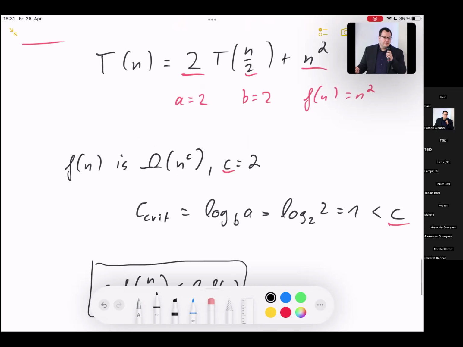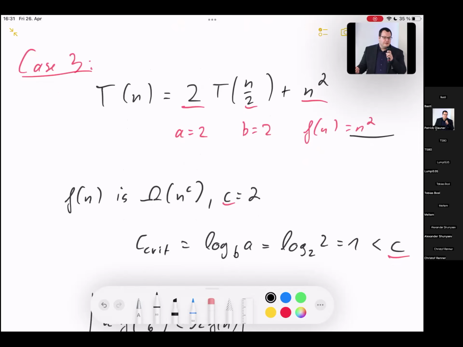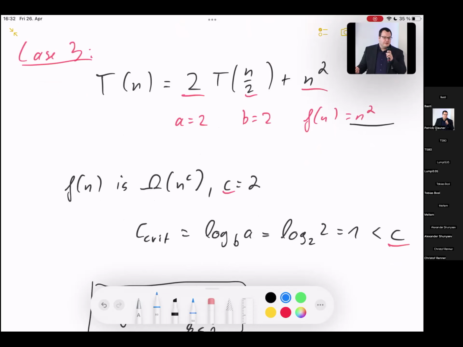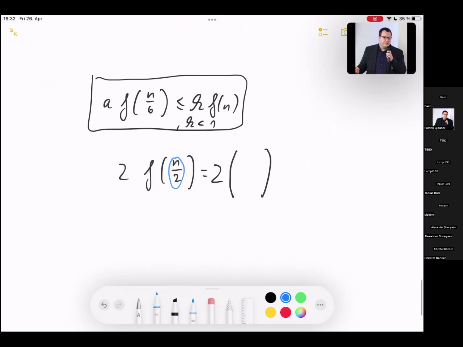And our f of n is n squared. So we can put n half in f and square it. So we say this is 2 times, so we just square now n half, because this is what f of n does. So this is n squared divided by 4, because I square the n and I square the 4. And we want to find a k so that this term is less than or equal to k times n squared.